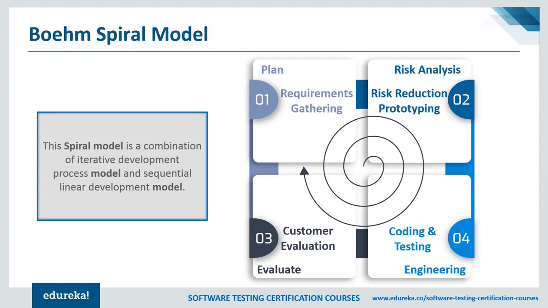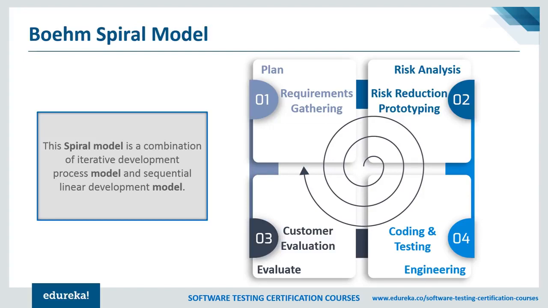cost estimation and resource allocation are done. The next phase is the risk analysis phase. Here the strengths and weaknesses of the project are identified. Next comes the design and engineering phase, where coding, internal testing and deployment are done. And the last is the evaluation phase, like client evaluation and client-side testing to get the feedback, etc.